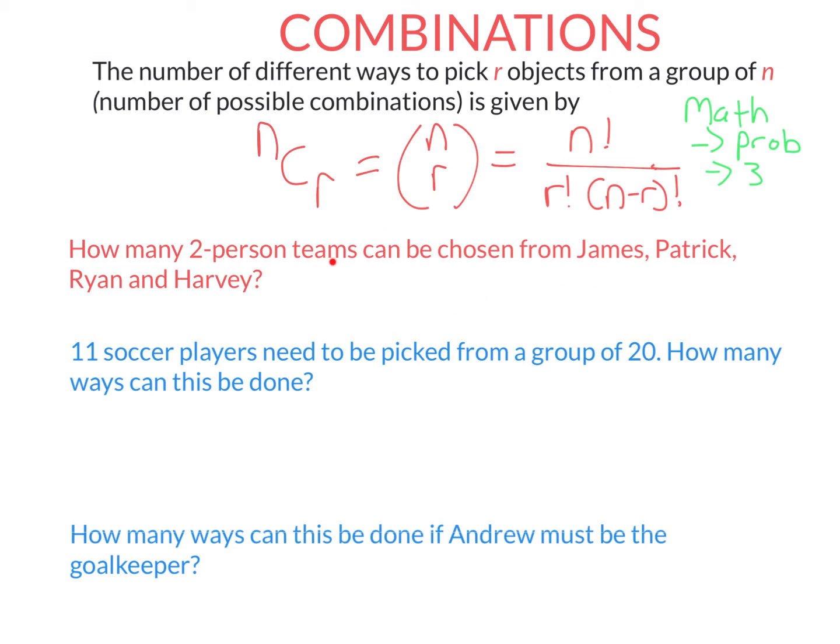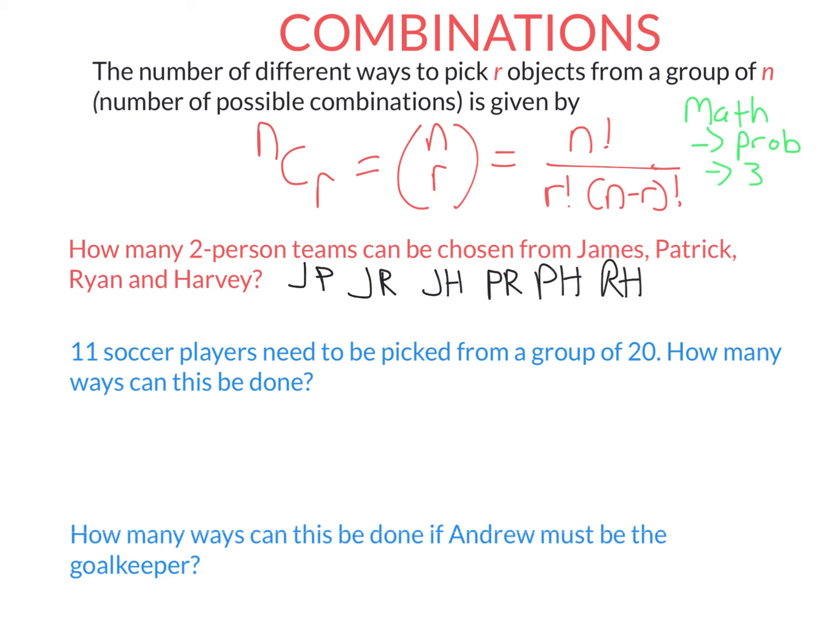How many two-person teams can be made from 4 people, James, Patrick, Ryan, and Harvey? So what I have is 1, 2, 3, 4 people, and I need to pick 2 of them. Because the numbers here are low, we can actually find these really easily. The two-person teams, you could have James and Patrick, James and Ryan, James and Harvey, Patrick and Ryan, Patrick and Harvey, or Ryan and Harvey. These are all of the two-person teams.